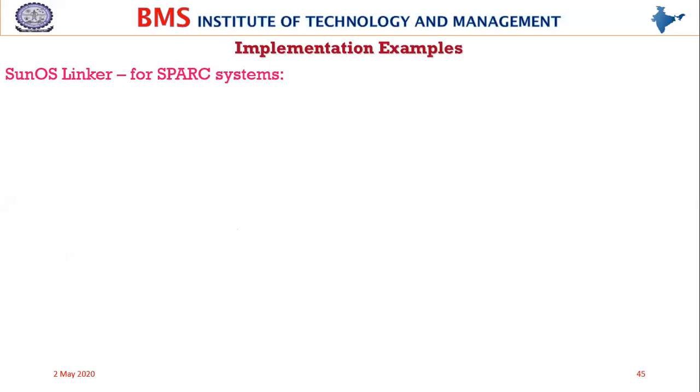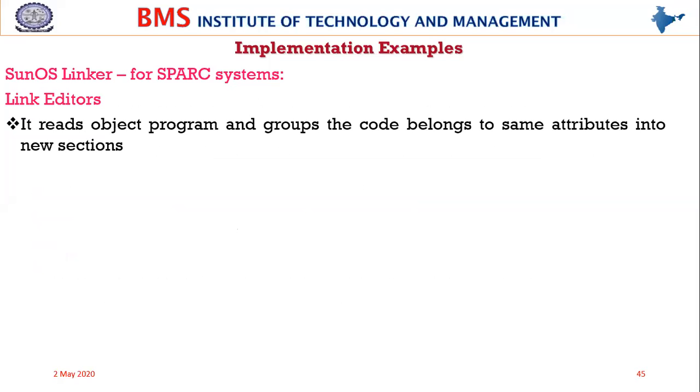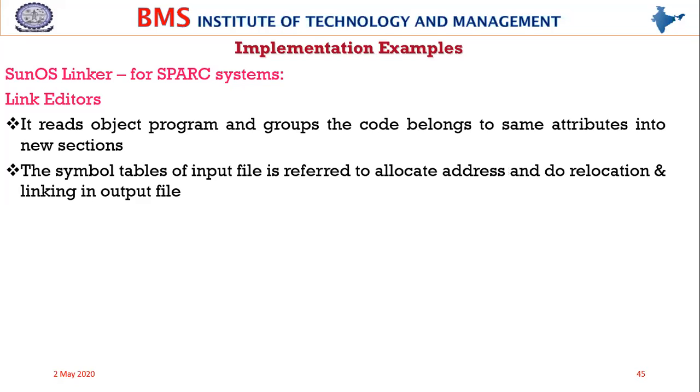Fine. Okay. Link editors are used in Spark machines. It reads the object program and groups the code belonging to the attributes, either executable or writable, into separate sections. A part of code may belong to executable, and the next part of code may belong to writable. So now they are concatenated together so as to have one set of executables and one set of writables. Those instructions will go into executables and those other things will go into writables. That's how the implementation is happening.